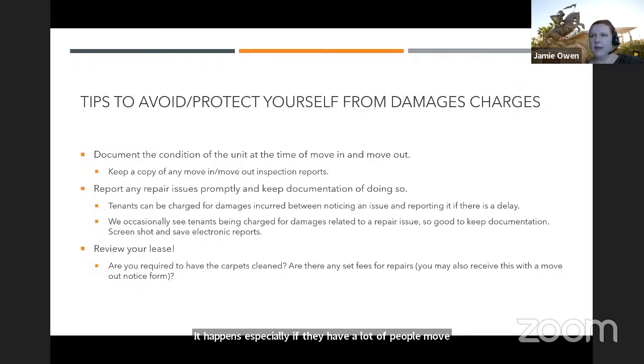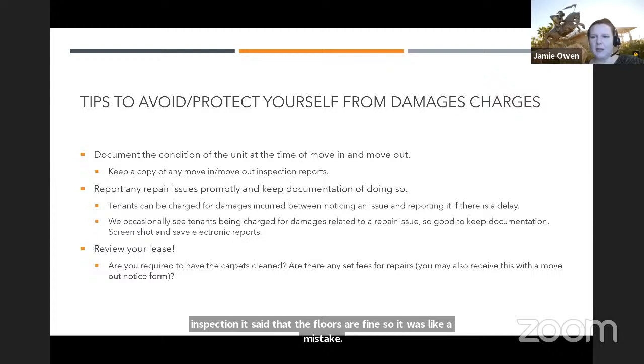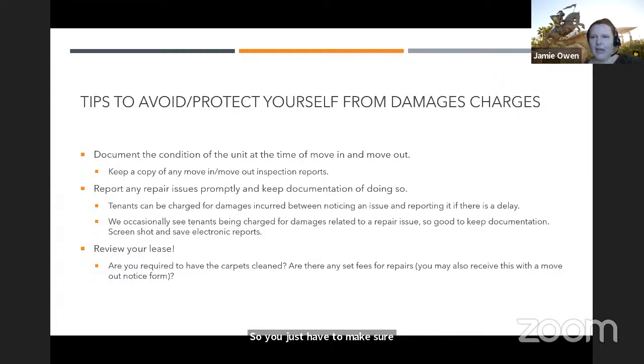I once had someone get charges for the carpet, and when they gave them the move-out inspection, it said that the floors were fine. So it was a mistake. You just have to make sure that you have your ducks in a row just in case something does come up.